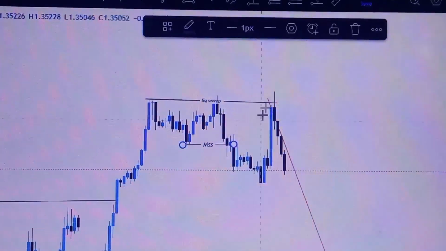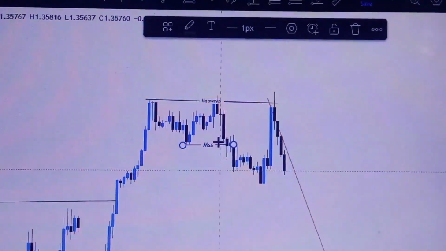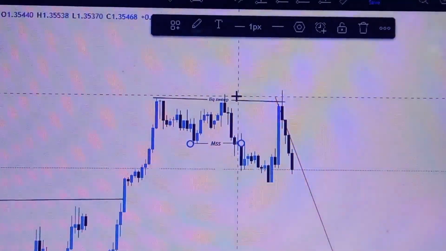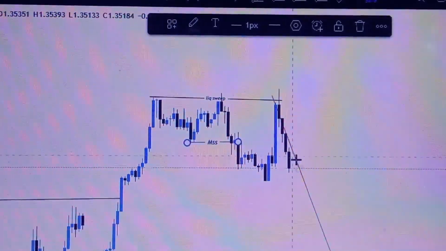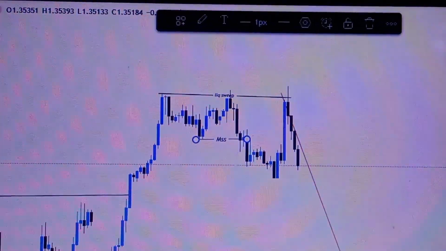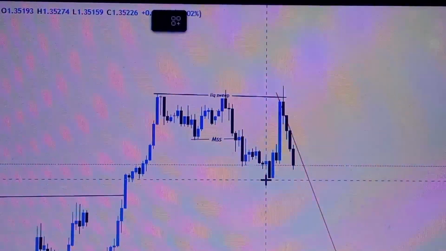If you look at the lower time frame, this is the 15-minute time frame, you can clearly see that sweep. That sweep swept everybody, including me. It swept me out because I entered that sell. There was news on Friday, and boom, price just came, swept everybody, and still continued to the downside.